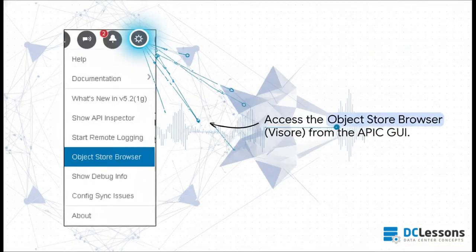Just click the little gear icon up in the top right corner of the APIC. The best part? It's completely read-only. That means you can click around and explore everything in the fabric without any fear of accidentally breaking something. It's like a safe sandbox for your curiosity.